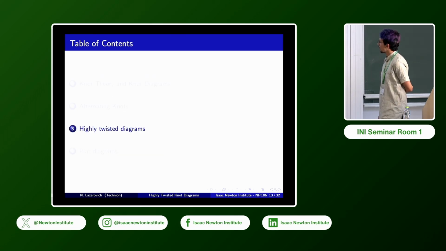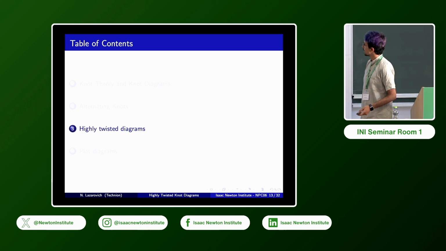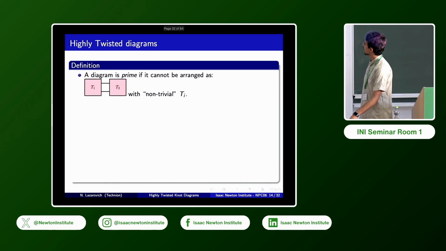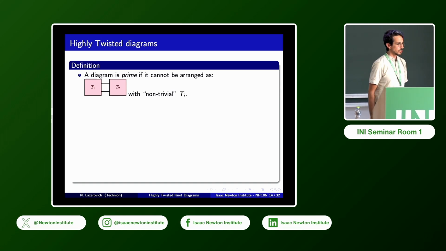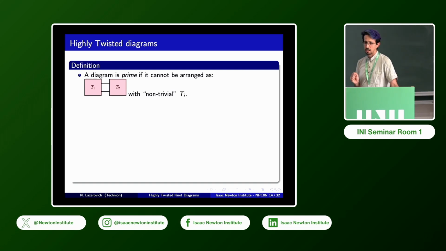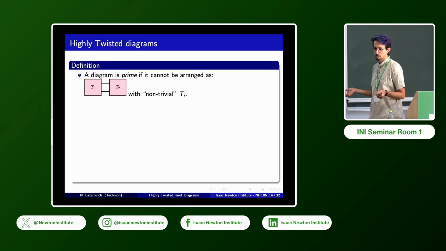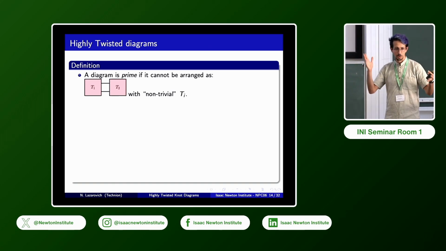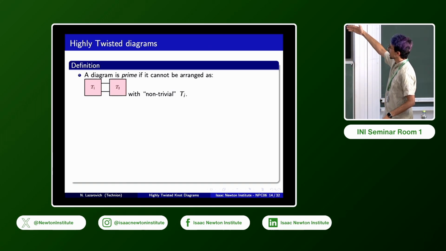Good. So now let's switch to the new thing. The new thing is highly twisted diagrams. For this we need a bunch of definitions. The definitions are not about knots, but about their diagrams, and it's a big difference. If I tell you a knot is prime, then you have to look for a sphere somewhere in S3 that you don't know anything about. But if I tell you that the diagram is prime, that's a much simpler thing to check.